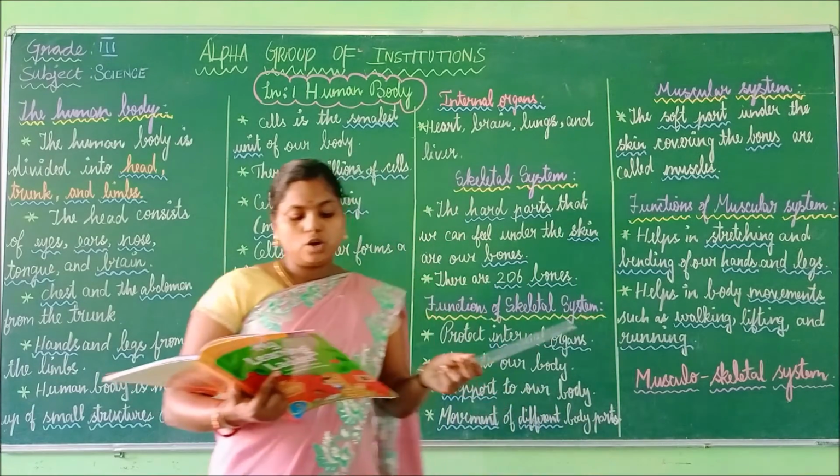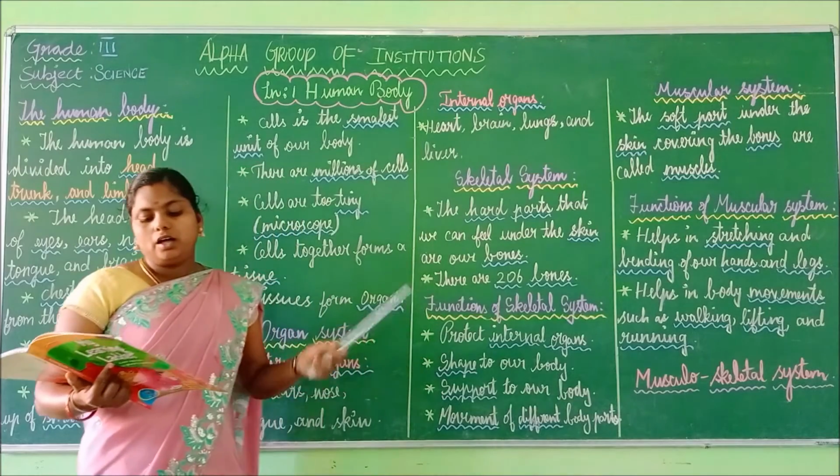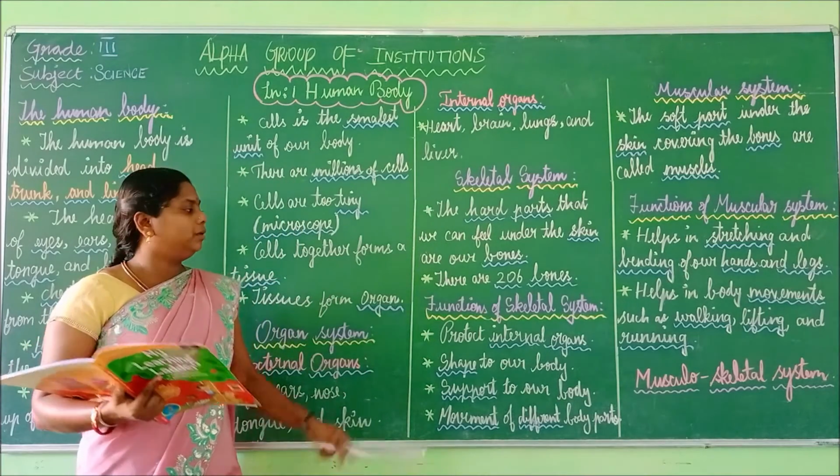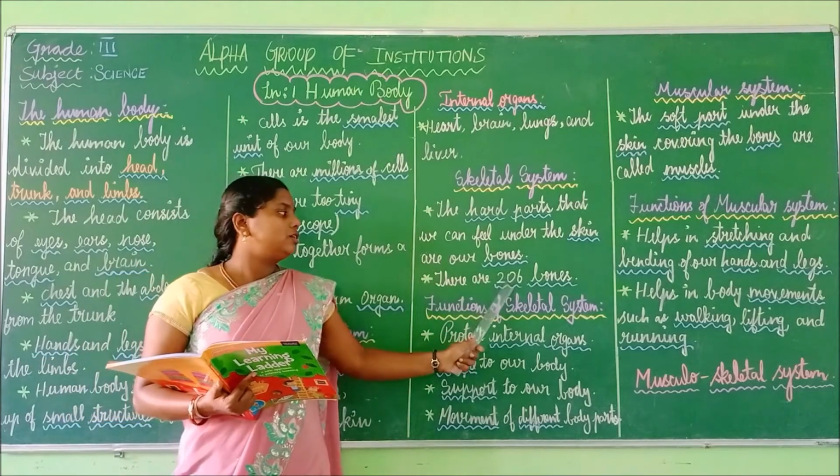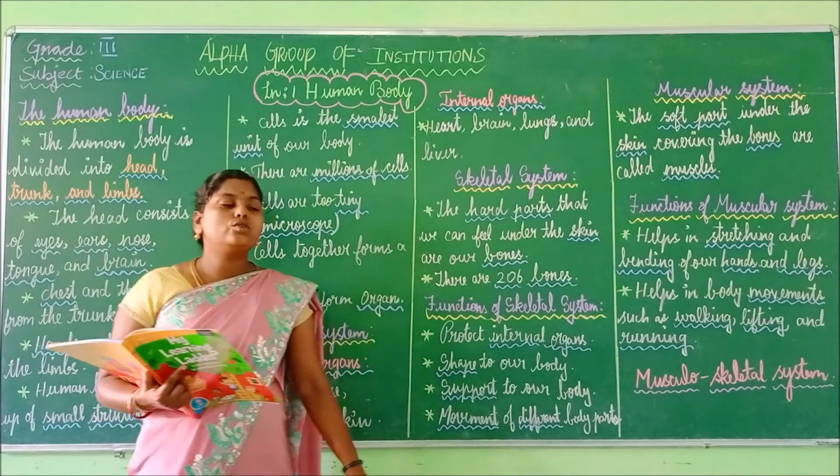There are 206 bones in an adult human being. So if it is an adult human being, there are 206 bones. How many bones are there, children?